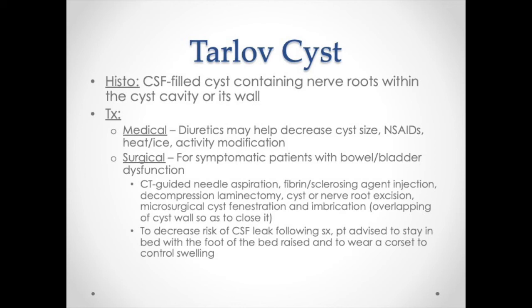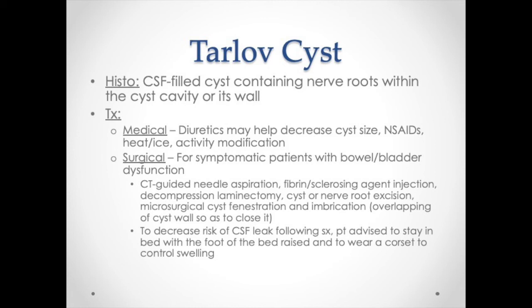Treatment is typically medical with diuretics that may help decrease the cyst size, NSAIDs, heat, ice, or activity modification. Surgical treatment is reserved only for symptomatic patients and/or bowel or bladder dysfunction. You can attempt a CT-guided needle aspiration as well as an injection of fibrin or a sclerosing agent. You can perform a decompressive laminectomy, a cyst or nerve root excision, or microsurgical cyst fenestration and imbrication, or overlapping of the cyst wall so as to close it.